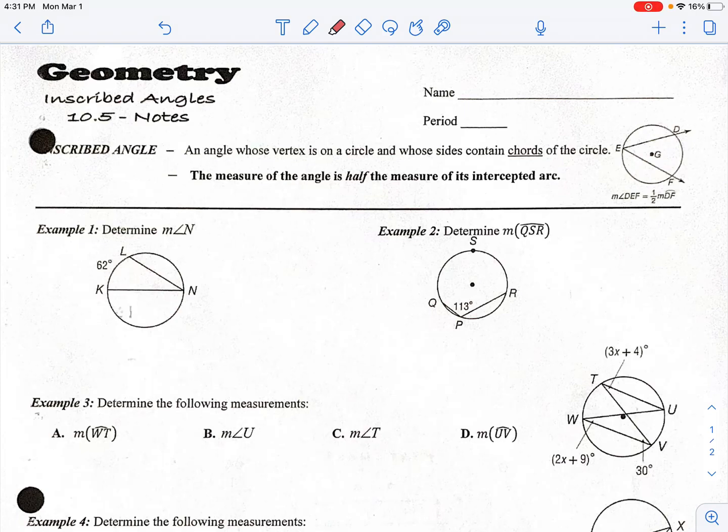All right, today we're talking about inscribed angles. So we've already talked about central angles, which come from the center. An inscribed angle is different, all right? An inscribed angle is an angle whose vertex is on the circle and whose sides are chords of the circle.